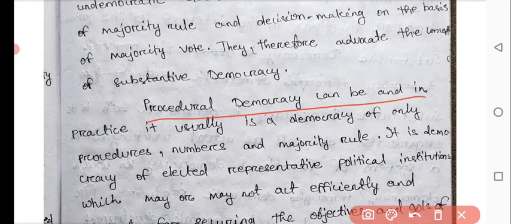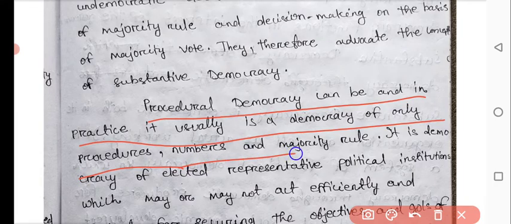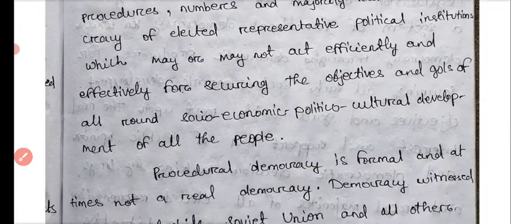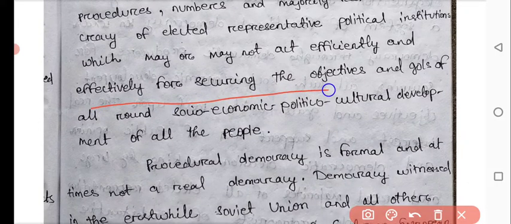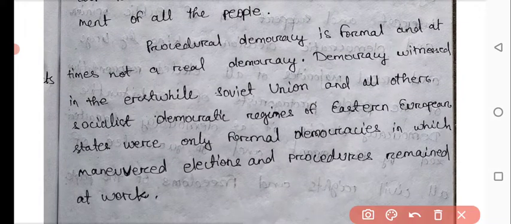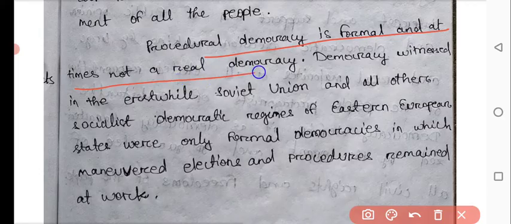Procedural democracy can be, and in practice usually is, a democracy of only procedures, numbers and majority rule. It is a democracy of elected representative political institutions which may or may not act efficiently and effectively for securing the objectives and goals of all-round socio-economic and politico-cultural development of the people. Procedural democracy is formal and at times not a real democracy.